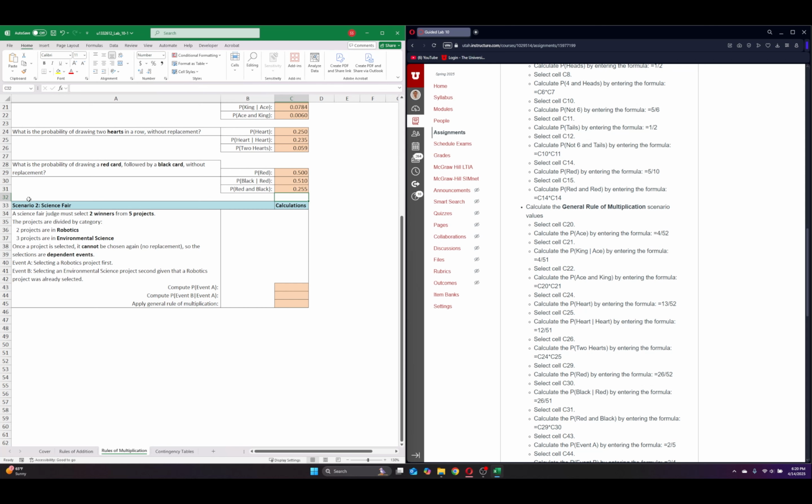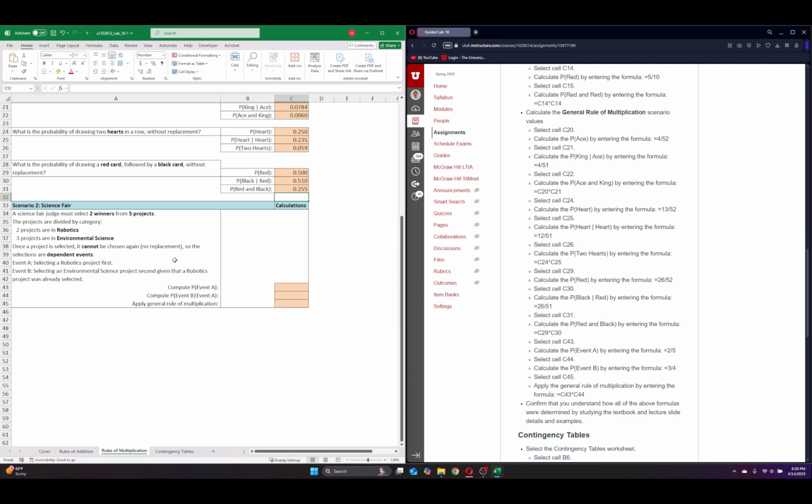Moving on. A science fair judge must select 2 winners from 5 projects. The projects are divided by category: there are 2 projects in robotics and 3 projects in environmental science. Once a project is selected, it cannot be chosen again, so there is no replacement. So the selections are dependent events. Event A is selecting a robotics project first. Event B is selecting an environmental science project given that a robotics project was already selected.